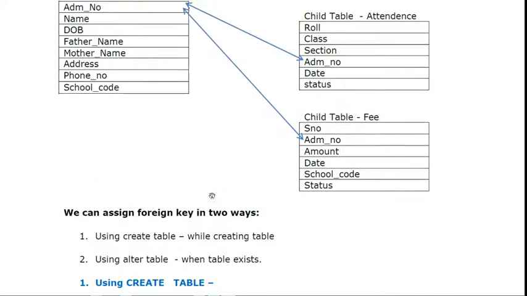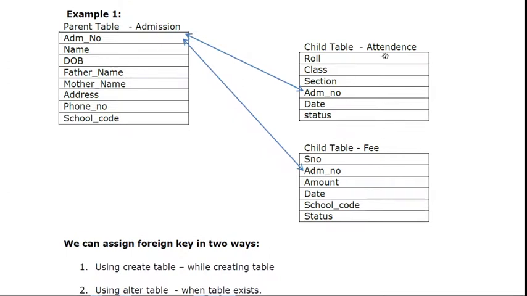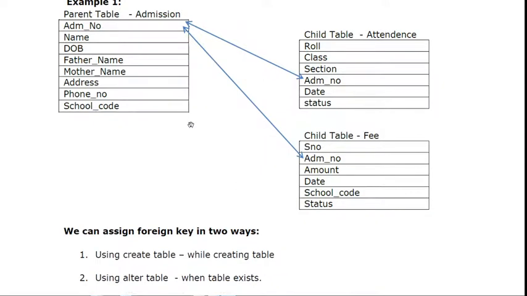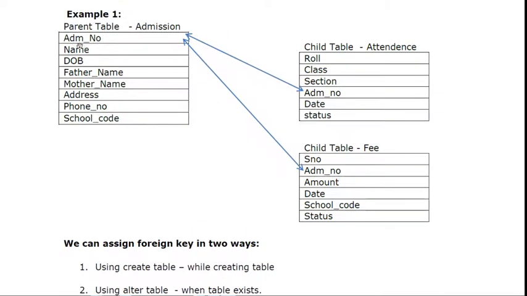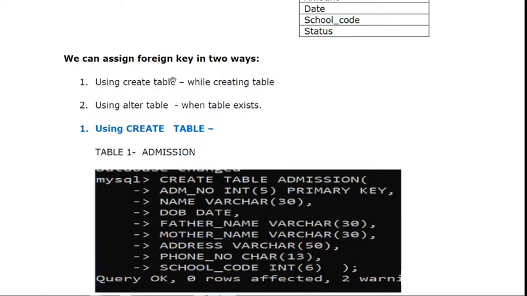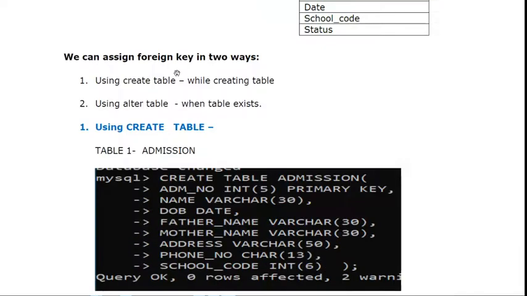So we'll take this example, admission and attendance. Just recall the columns like admission number, name, date of birth, father name, mother name, address, phone number, school code. And here, roll, class, section, admission, date, and state. Okay. So the content of admission, the command is create table admission. You are familiar with the create table command.